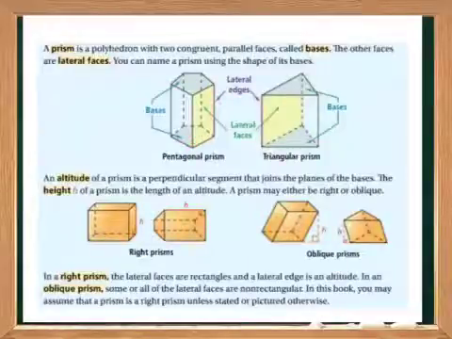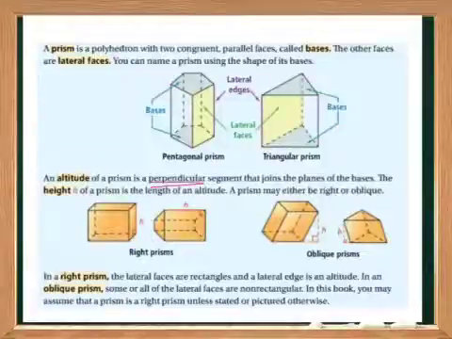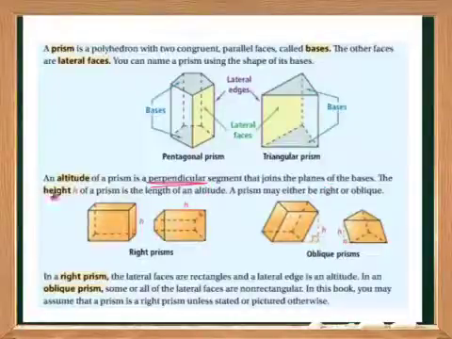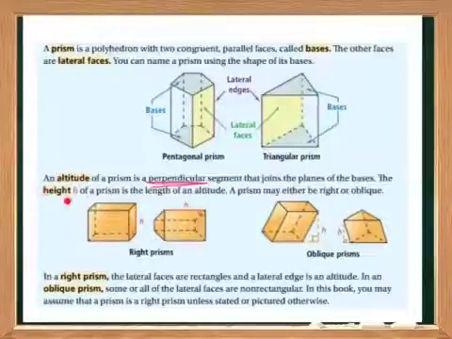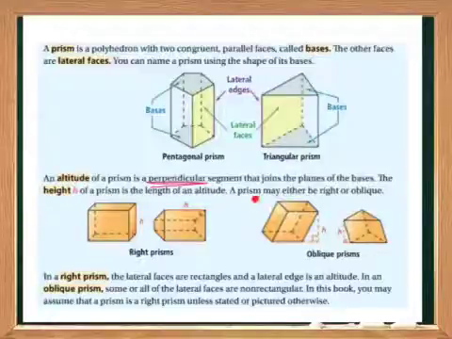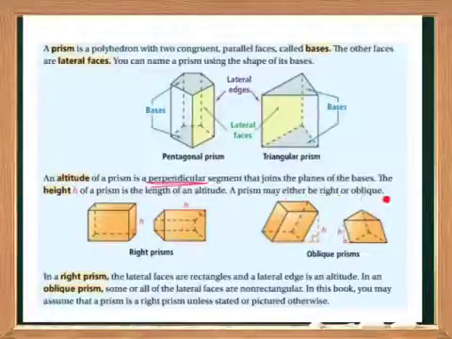here. The altitude of a prism is the perpendicular, has to be perpendicular, segment that joins the planes of the bases. The height of a prism is the length of that altitude. So essentially they mean the same thing, but altitude is the actual line segment, height is the measure of that segment. A prism may either be right or oblique.